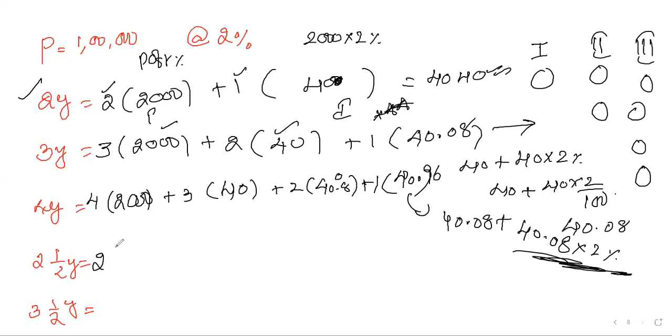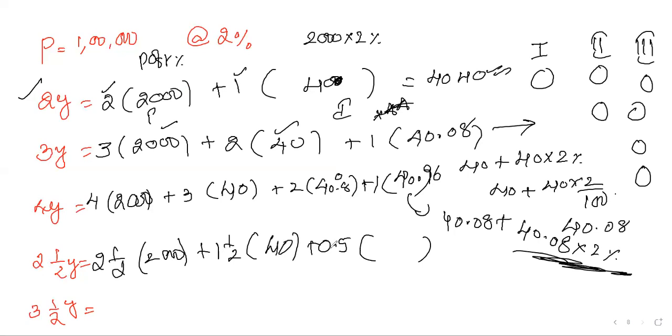If it is 2.5 years, again the same logic: 2.5 year into box plus 1.5 year into box plus half year into box. Definitely there should be a 1 year gap. First box is 2000, second box is 40, third box is 40.8. And similarly 3.5 years also: first is 3.5, next is 2.5, next is 1.5, and next is 0.5. This is the way you should calculate compound interest. This is one way of finding, and there is another way also. Now let's see. The principal is 1 lakh only.